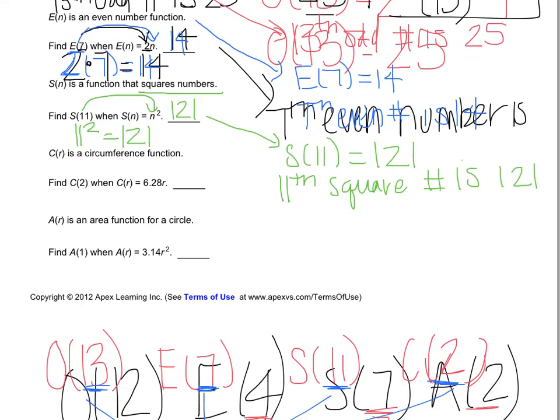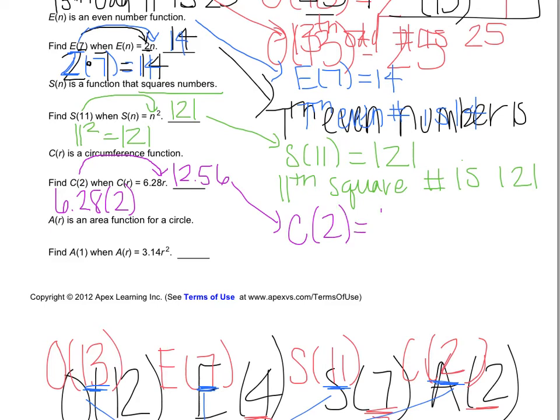For the next one, it gives us a circumference function. So it tells us that to find c of 2, when c of r equals 6.28r, that means we're going to take 2 and we're going to plug it in for r. So we're going to do 6.28 times 2, and 6.28 times 2 is going to be 12.56. So that means that c of 2 equals 12.56.